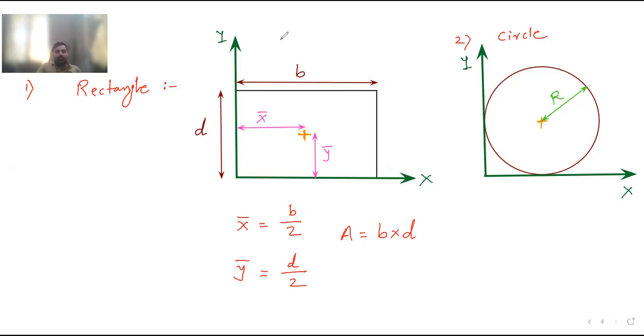Now what is x bar and what is y bar? So x bar is the distance from the y-axis. This is x bar. Can you tell me what will be the value of x bar by seeing this diagram? X bar means the distance, it is the radius.